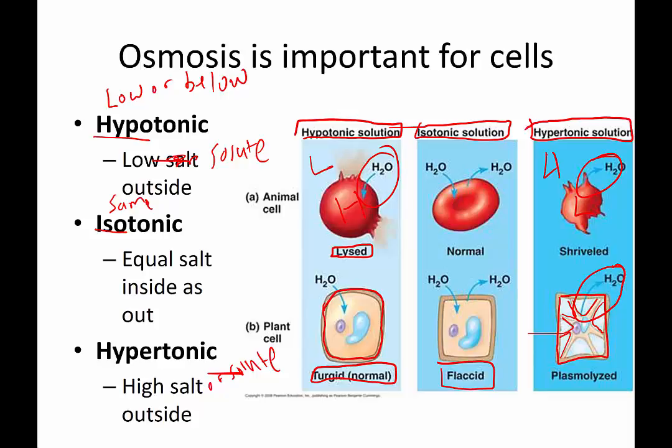So depending on the type of cell you're talking about, for a plant cell, they like being in hypotonic solutions, and a red blood cell likes being in isotonic solutions. So as you can see, this process of osmosis is very important for cells, especially for human health and also for agriculture and plant biology.